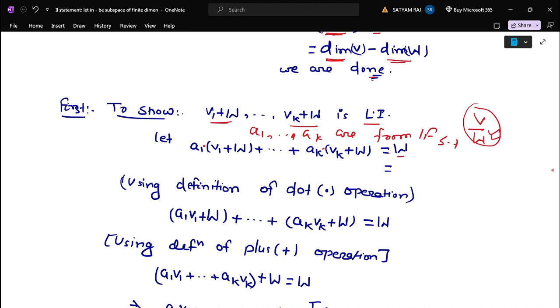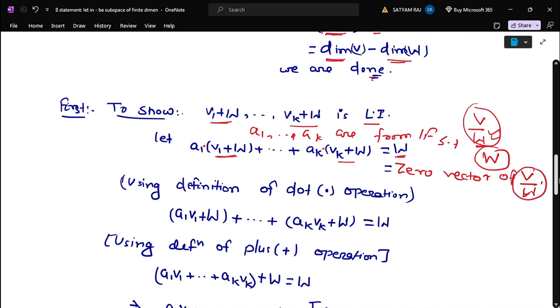We know that the zero vector of V/W is W itself. That's why we have taken W here. We can write the zero vector of V/W, because we are working in the vector space V/W. The elements are from V/W, and their linear combination should be equal to the zero vector from the vector space V/W.